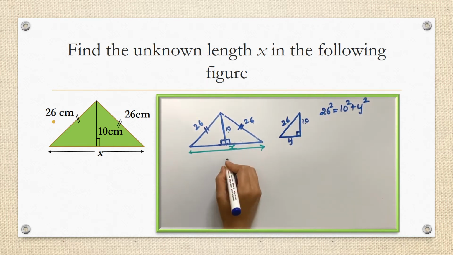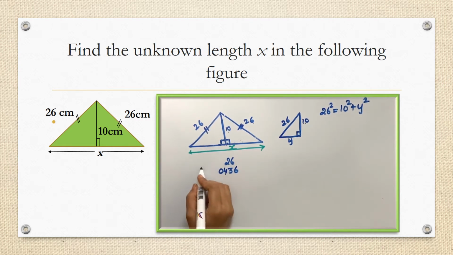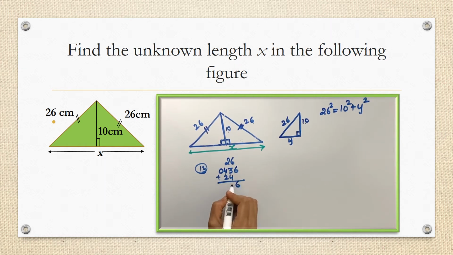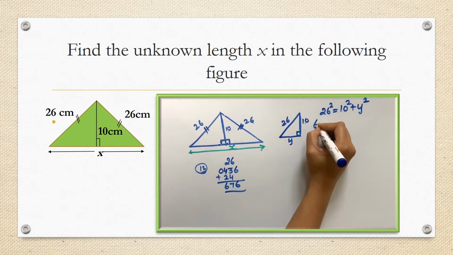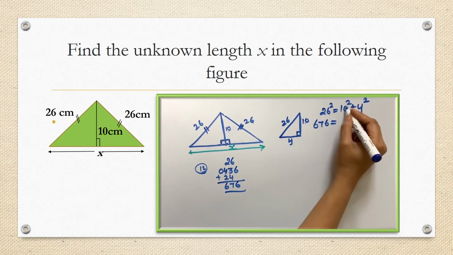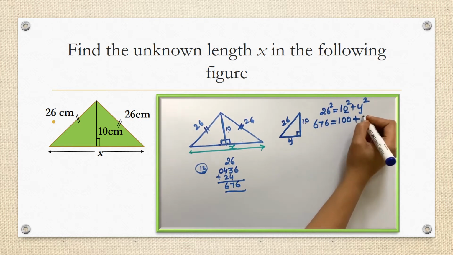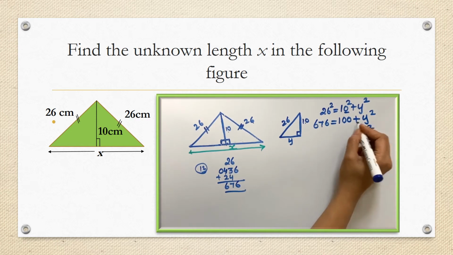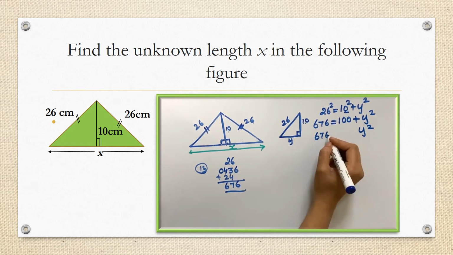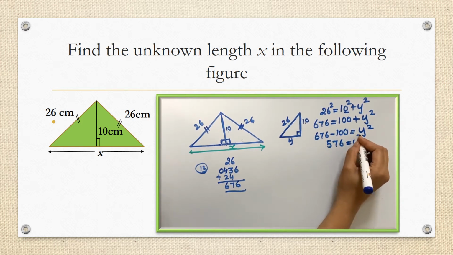First, take 26 and find out the square of this. 2 square 4, 6 square 36. Then 2 into 6 is 12. 2 into 12 is 24. Add it, 676. So 676 is the square of 26. 10 square: 1 square is 1, then the 0 gives 2 zeros, so 100. Then to find y square, let's move 100 to the left side so it becomes minus 100. 576. Y square is 576.